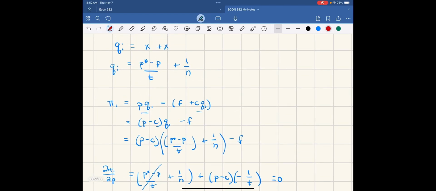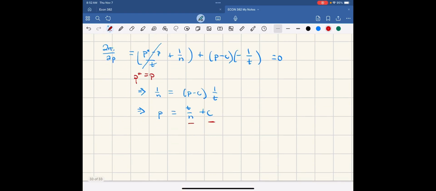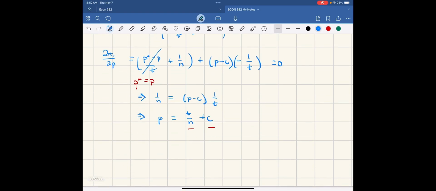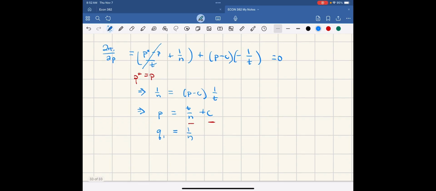We can then go back to what our q function is here, right? And because p star is equal to p, q1 is simply equal to 1 over n. That'll take about a third of the circle based on symmetric cost and travel time.